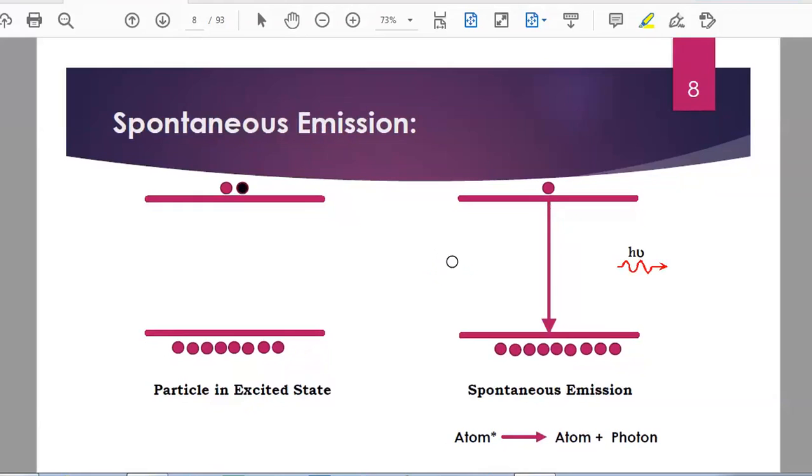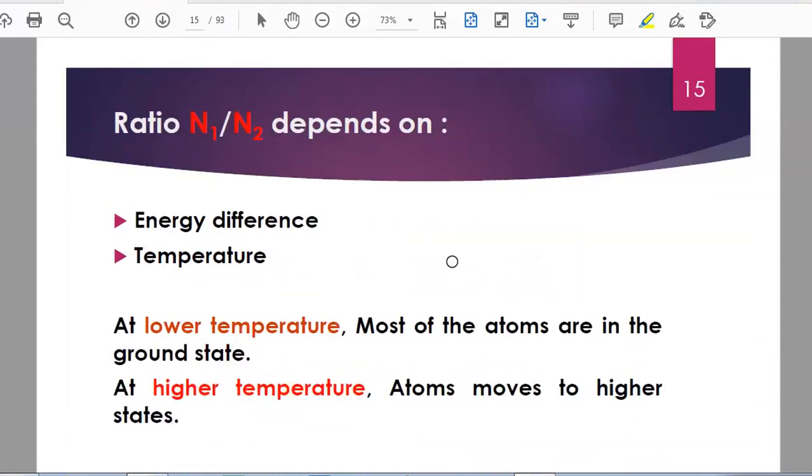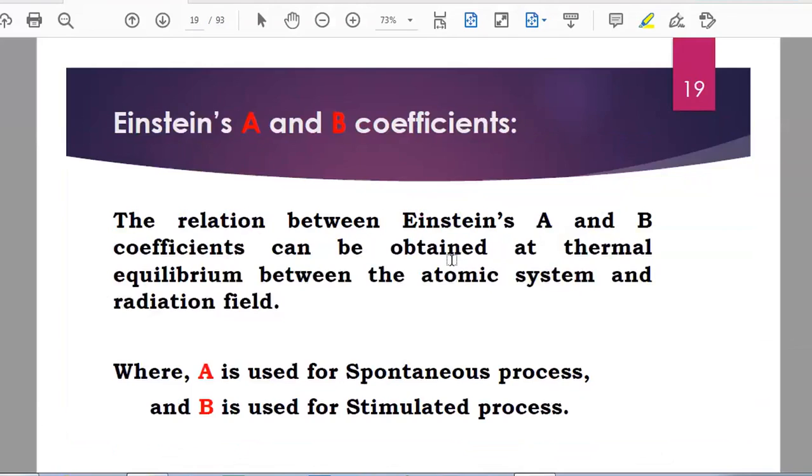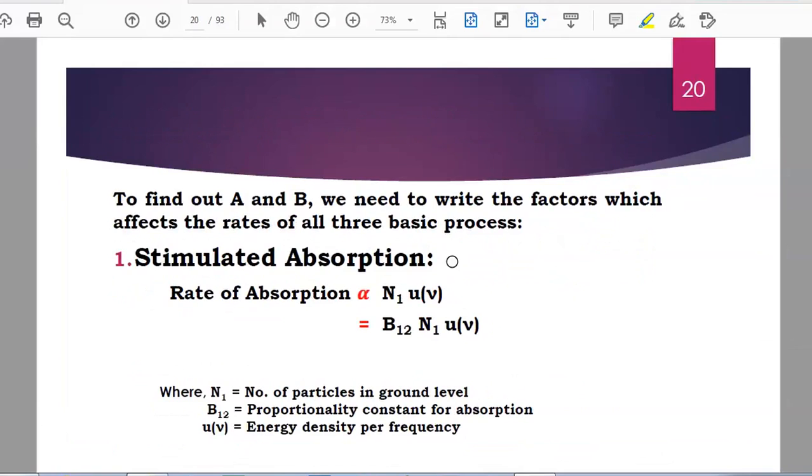So that's why we have written this as: n1 is the number of particles in the lower level, and u nu is the energy density which you have applied from the external source. If you remove this proportionality constant, you get an equal sign, and you need to write a constant over there.